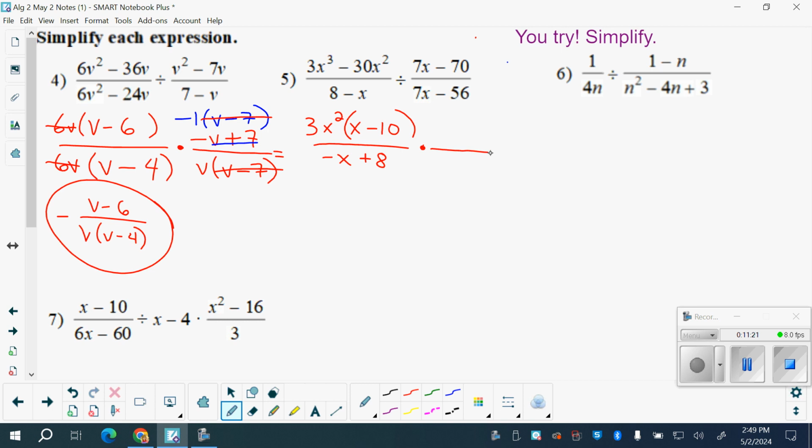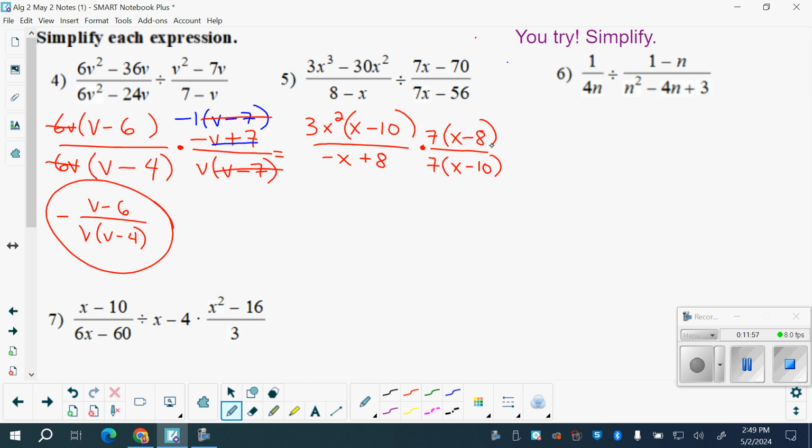So as I'm taking the reciprocal, I'm going to factor. So the 7x minus 70, how does that factor? Take out a 7, so it's 7 times x minus 10. And then we want to take a 7 out of this one, move it up to the top, and it's 7 times what? X minus 8. Questions on that? Okay, so we want to cancel out that x minus 8.